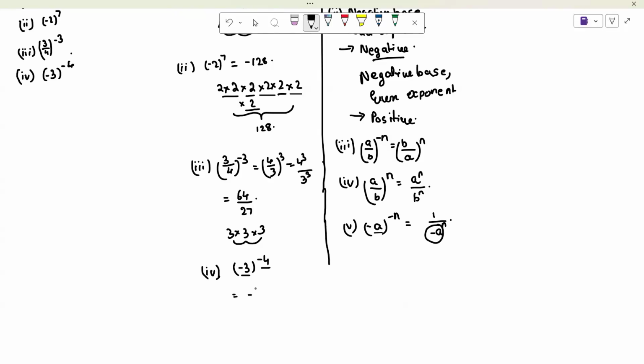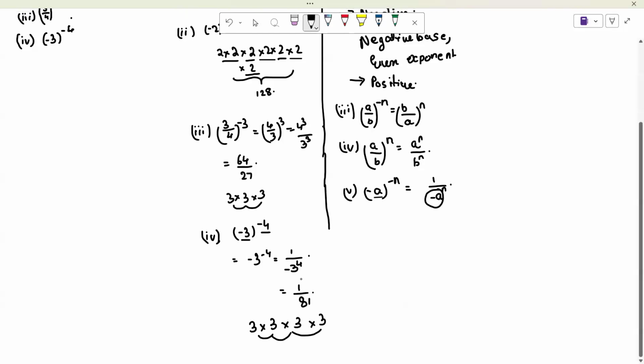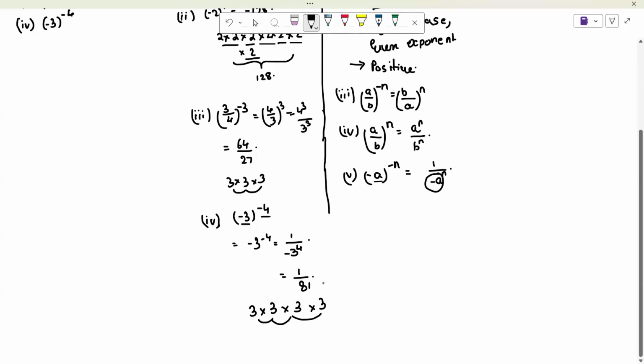Many students, what they'll do, for minus 3 power minus 4, they will keep 1 by 3 power 4. They will lose their marks in the examination. So instead of keeping 1 by 3 power 4, you keep 1 by minus 3 power 4. And what is 1 by minus 3 power 4? It is 3 into 3 into 3 into 3. 3 into 3, 9, and 9 into 3, 27, 27 into 3, 81. And do you remember the trick I told you? Minus 3 power 4: negative base with even exponent will give you a positive solution. And look at our answer. We got a positive solution.